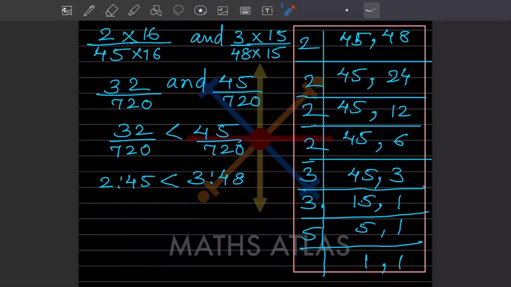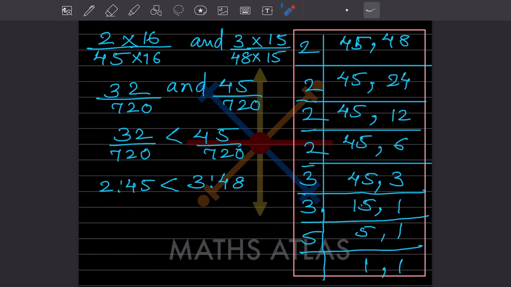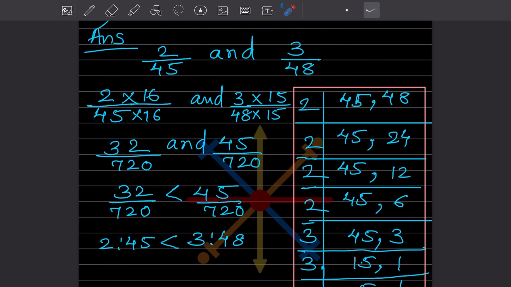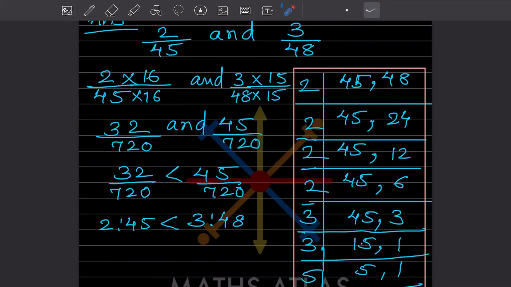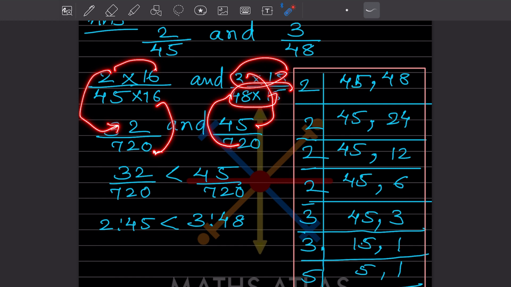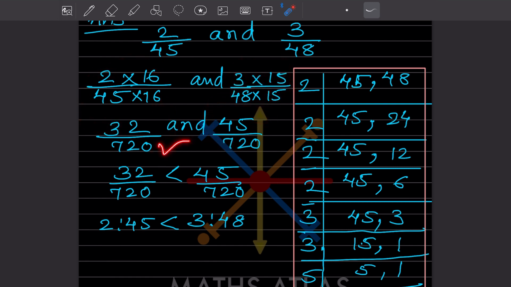So here what are you going to do? 45 is already here. So 45 multiplied by 16 is 720. And here 48 multiplied by 15 is 720. So now this is multiplied by 16, this also should be multiplied by 16. This is multiplied by 15, this also should be multiplied by 15. So now this is 32, 720, 45, 720. Now you can see both denominators are the same.